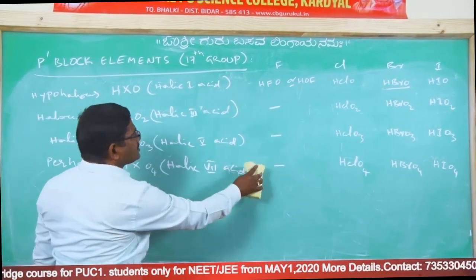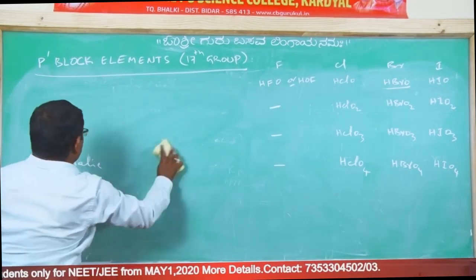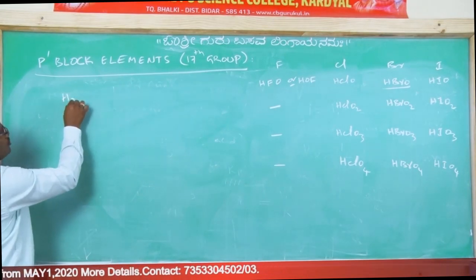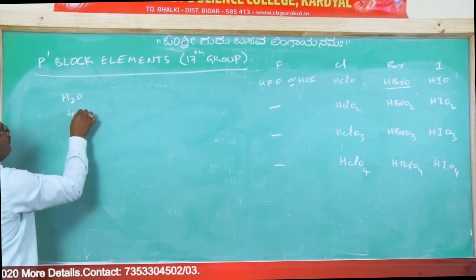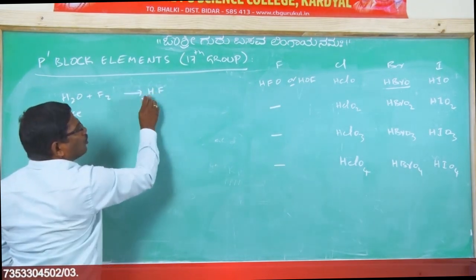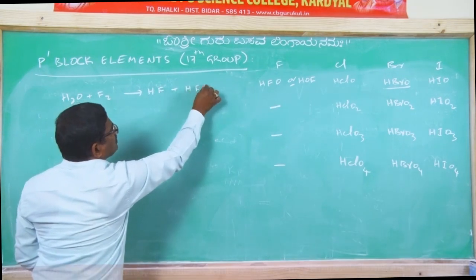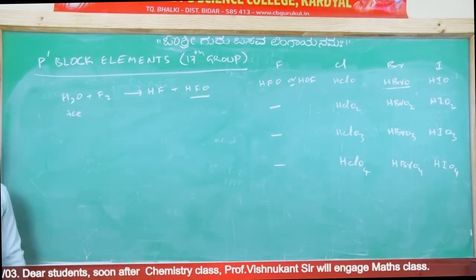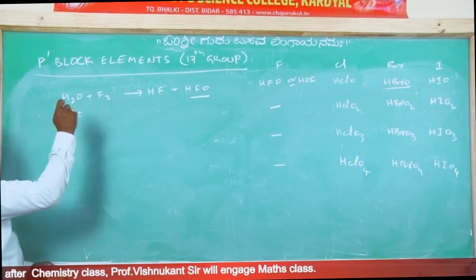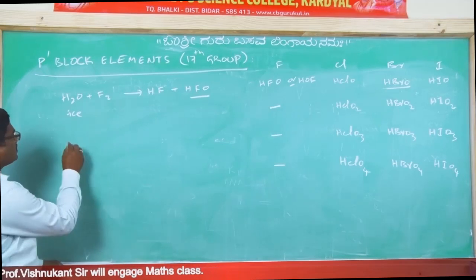In these oxy acids, suppose HFO is there. That HFO is formed when H2O in the form of ice reacts with fluorine to give hydrogen fluoride along with HFO. This is the only possibility. Come to the chlorine oxo acids. Generally we have chlorine oxo acids in our syllabus.